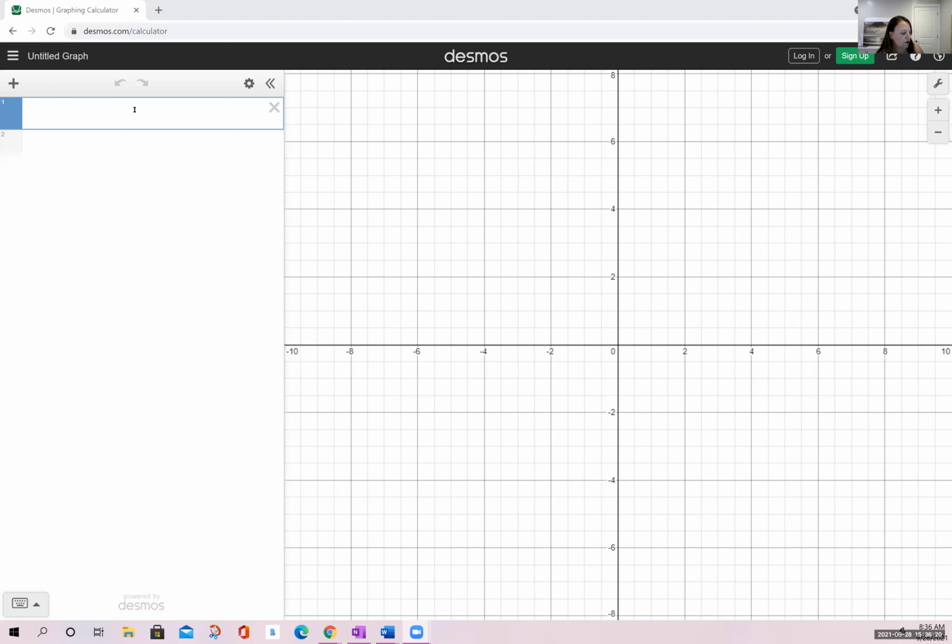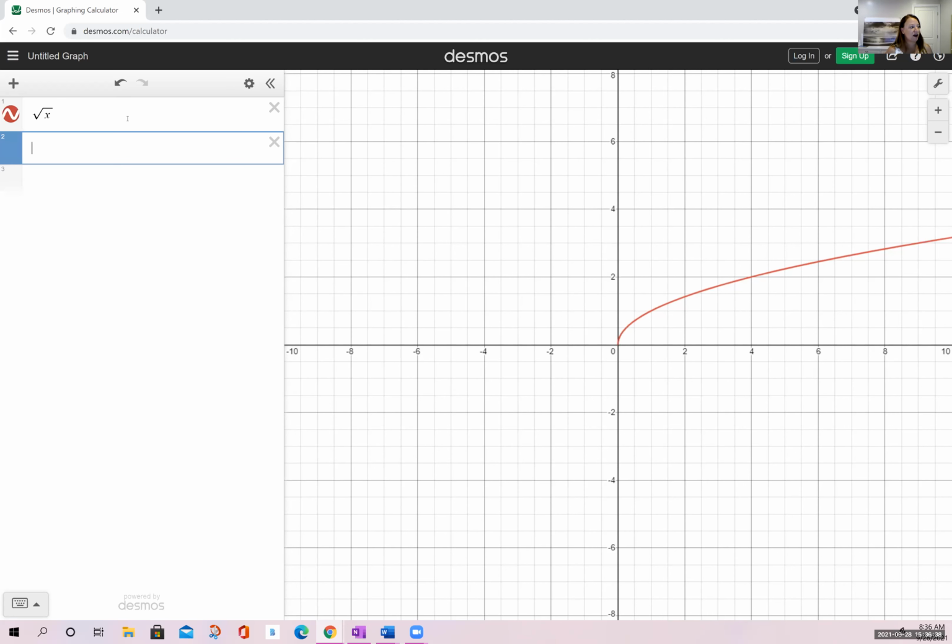Okay, so I pulled up the program and we're going to define our first function, which was y equals the square root of x. So I'm going to just type sqrt and it's going to make that square root symbol. So that was our original function. It then told us to graph the reflection across the x-axis. And so we changed the sign outside, and so that would be negative square root x.